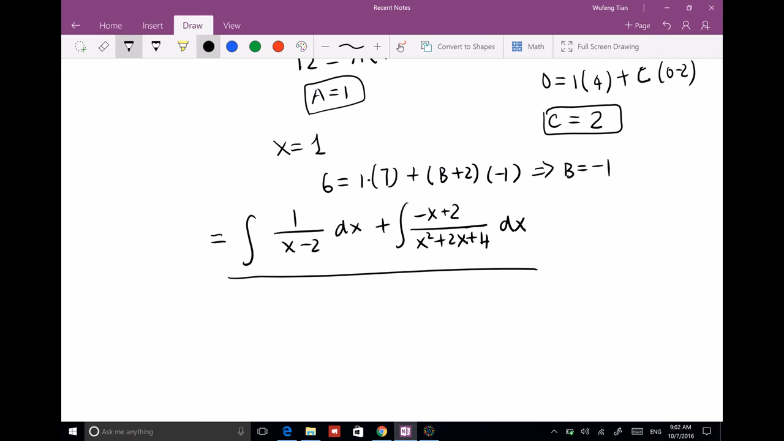Okay, so the first one, I think it's pretty simple. The answer is ln of x minus 2. Okay, and then the second one, I want anyone to tell me how you think we can do the second one. Can you factor out the denominator and then probably cross out negative x plus 2 and negative x plus 2 to leave us with 1 over whatever is left?